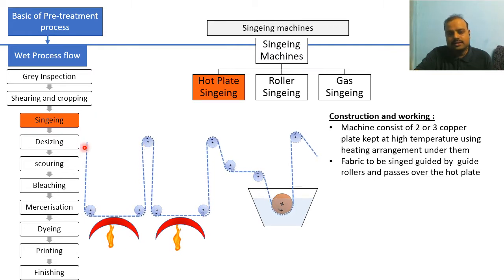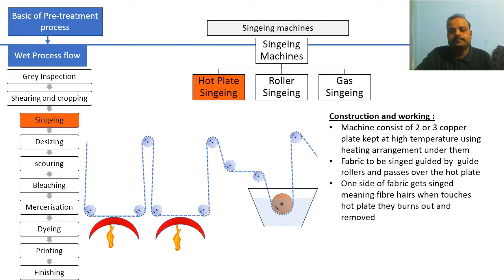Yes, you can see this is the fabric to be singed, guided by the guide roller, and it passes over and exactly touches the surface of this hot plate. The fabric is touching the hot plate and then passes over another guide roller, right? Now during the passing of this fabric over the surface of the hot plate, what will happen? The heat is transferred from the heating source to the hot plate and then from the hot plate to the fabric.